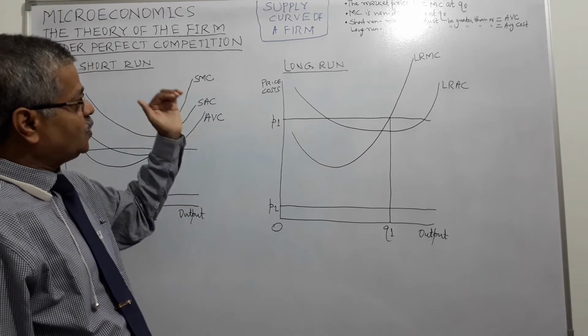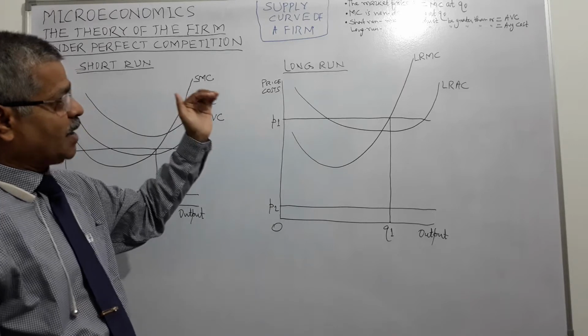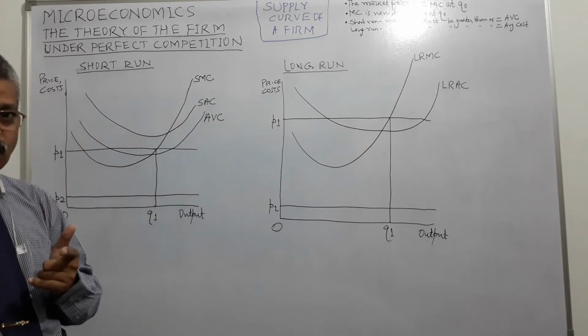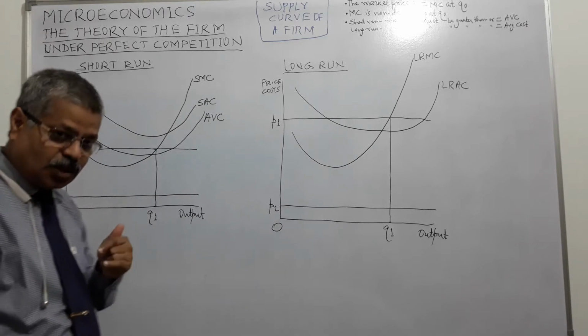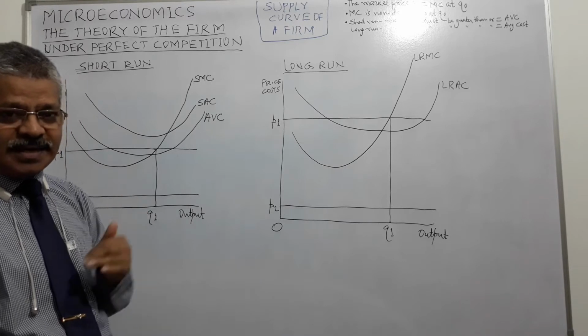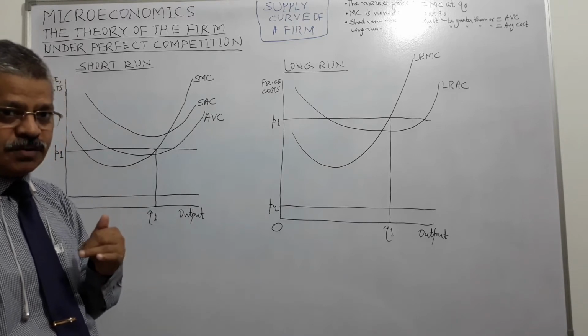Second condition, marginal cost is non-decreasing at Q0. Third condition is, in the short run, market price must be greater than or equal to average variable cost, and in the long run, market price must be equal to or greater than average cost.